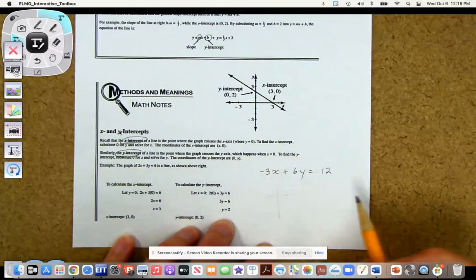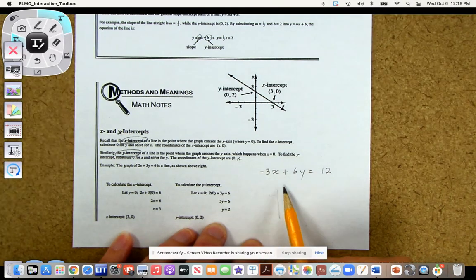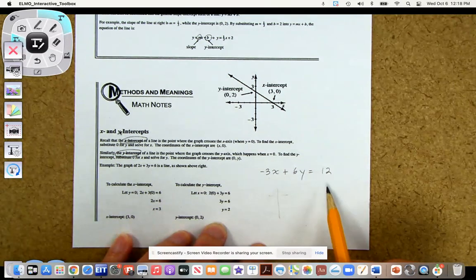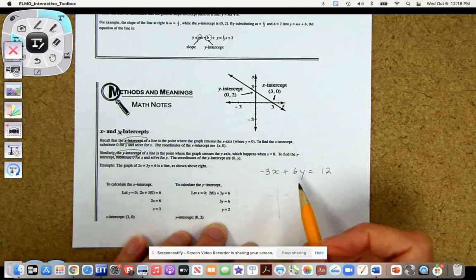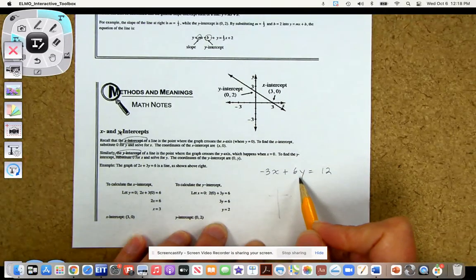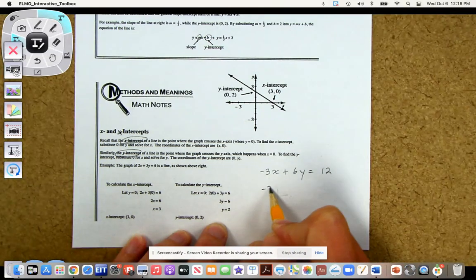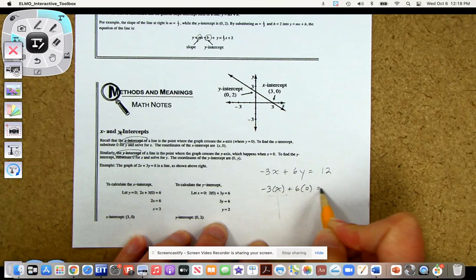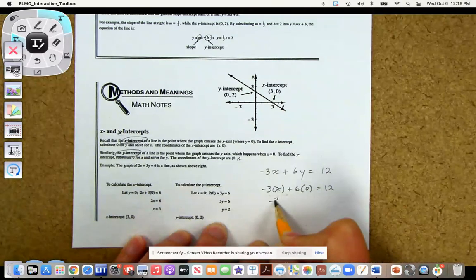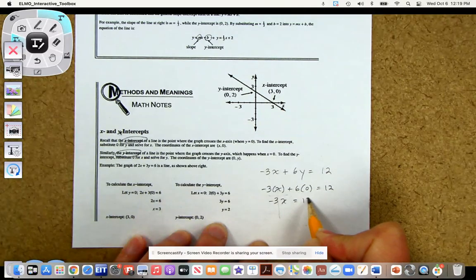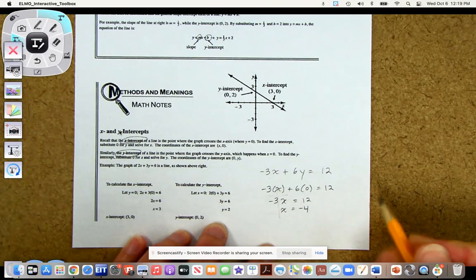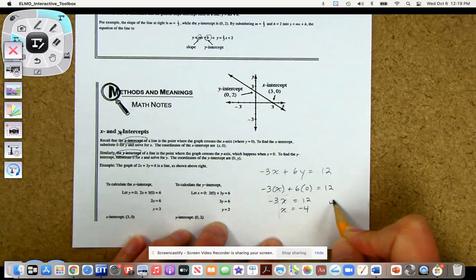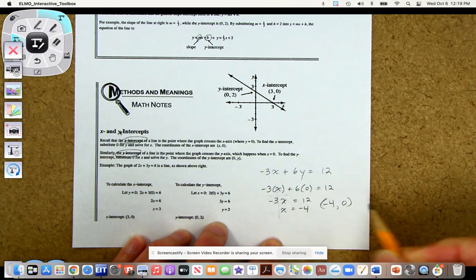Okay, so if I were going to try and look at this and find the x-intercept and the y-intercept, the x-intercept happens when y is 0. So I could find that by replacing y with 0 and figuring out what x is. Now if I worked with the equation, I'd find out that when y is 0, x would have to be negative 4. So when y is 0, x would be negative 4. So that would be my x-intercept.